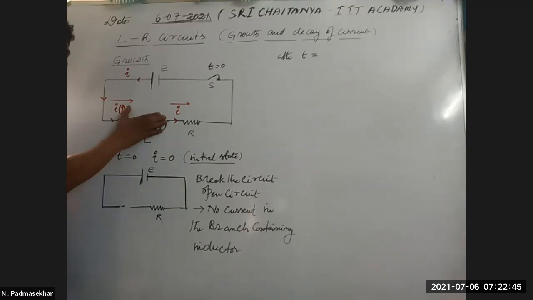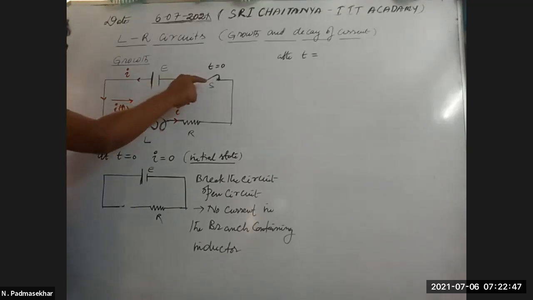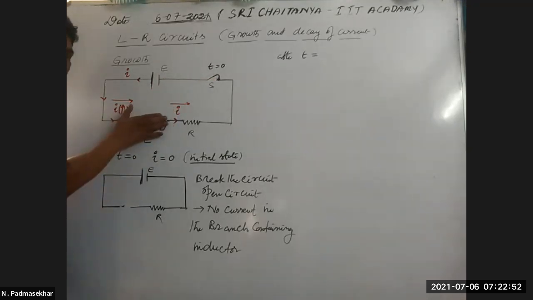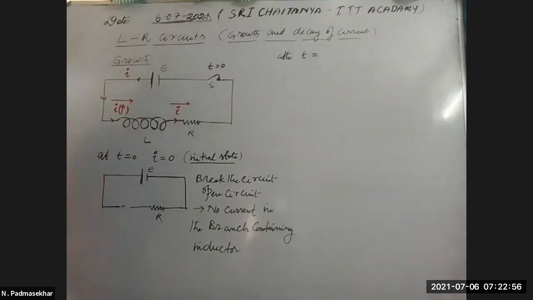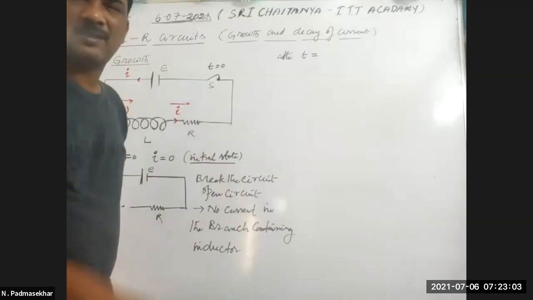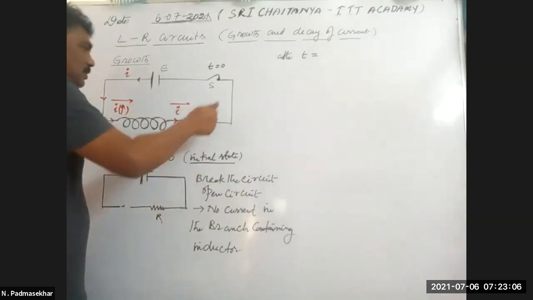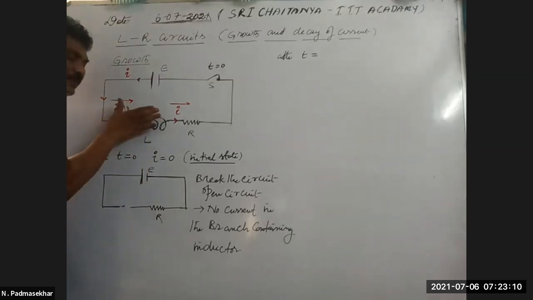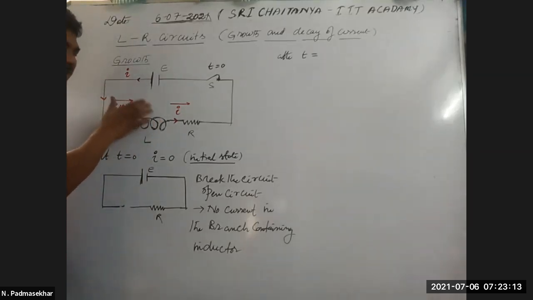there is no opposition immediately after the switch is closed. Within a fraction of a second after the switch is closed, the current becomes maximum if there is no inductor. Without an inductor, the current becomes maximum within a fraction of seconds, microseconds. In microseconds the current increases and becomes maximum. But because the inductor is there, this current has to increase from 0 to maximum.